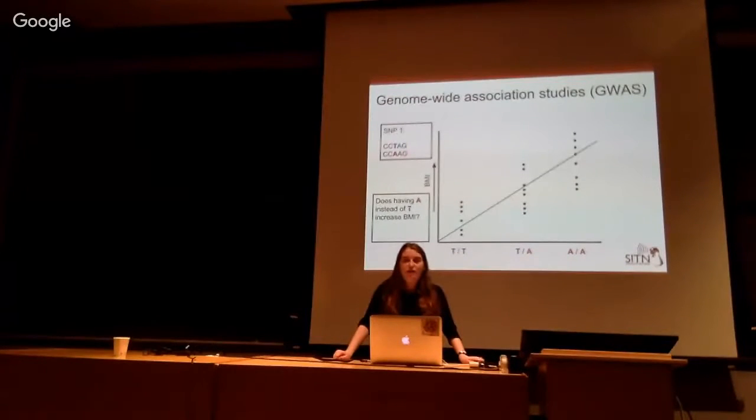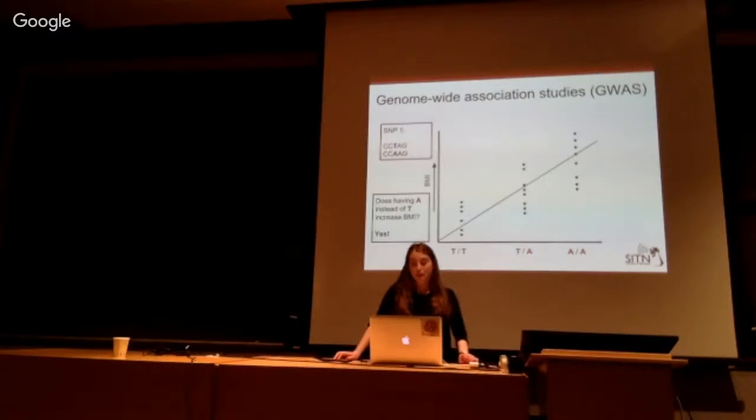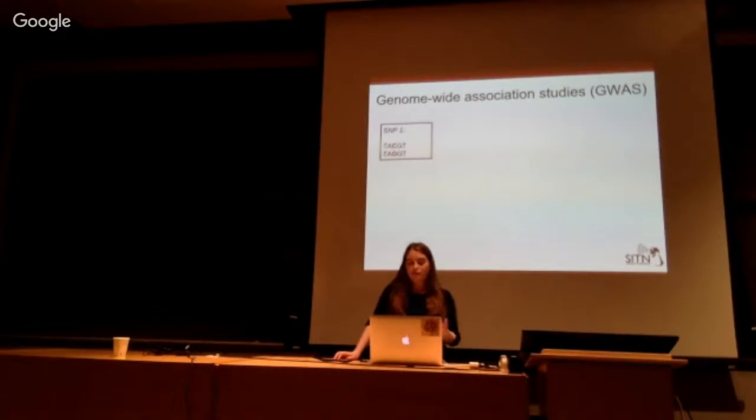And you would draw this line. So you would say, it does kind of look, right? Like if you have a TA, you have a higher BMI than if you have a TT. And if you have an AA, you also kind of look like you have a higher BMI than if you have a TA. So it does kind of seem like having an A instead of a T in this particular spot increases your BMI.